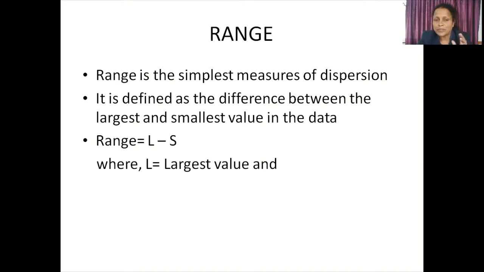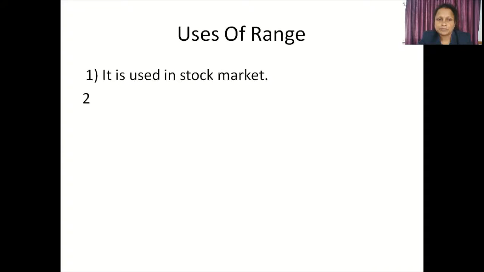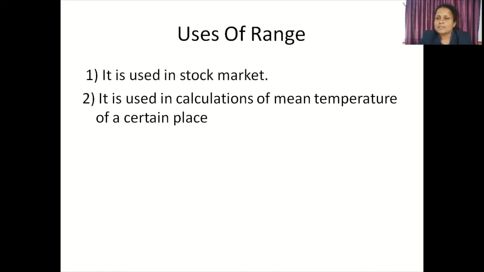First is our raw data, that is only observations, second is ungrouped data, and third is grouped data. So this is our definition, range is equal to L minus S. Before going to an example, first we see where we use this range. These are the uses: first, it is used in the stock market, and second, it is used in calculation of mean temperature of a certain place. Remember these two uses.